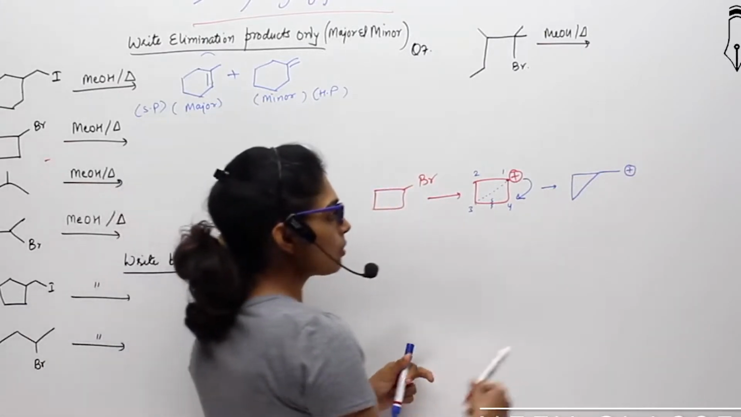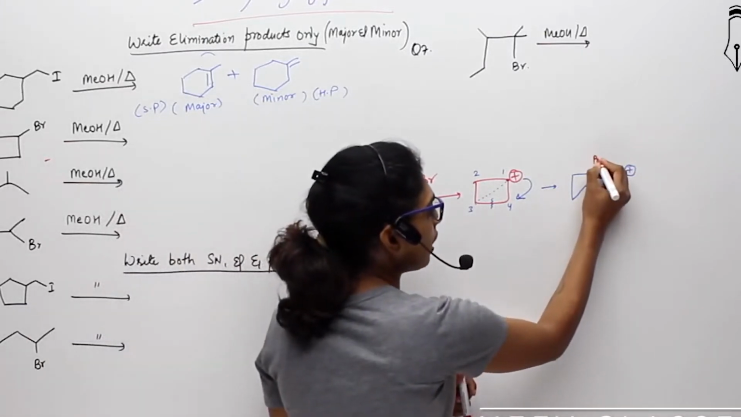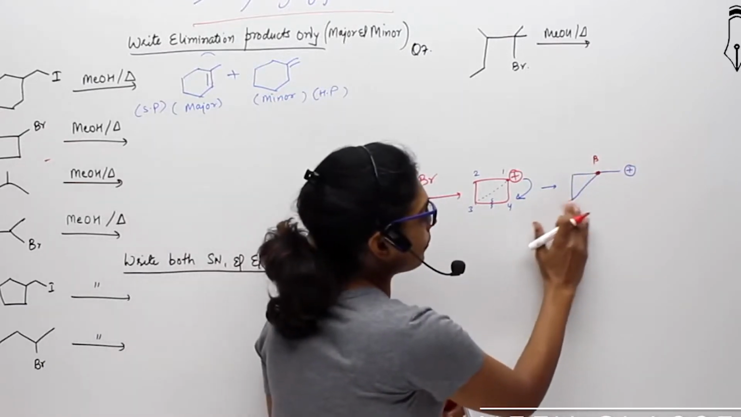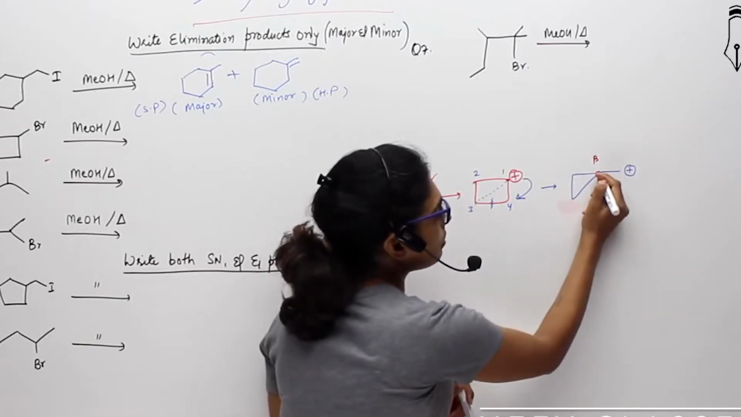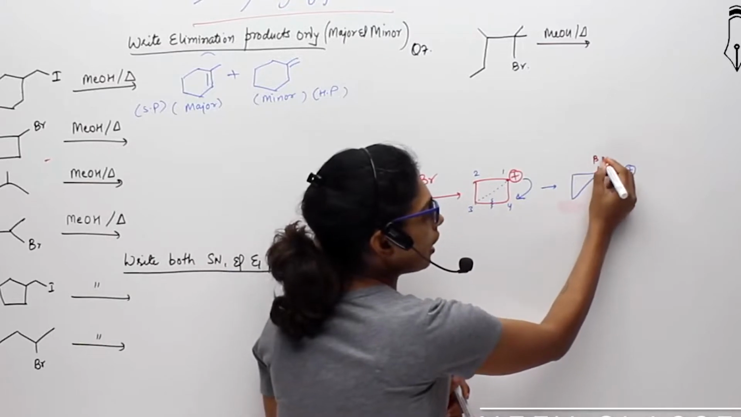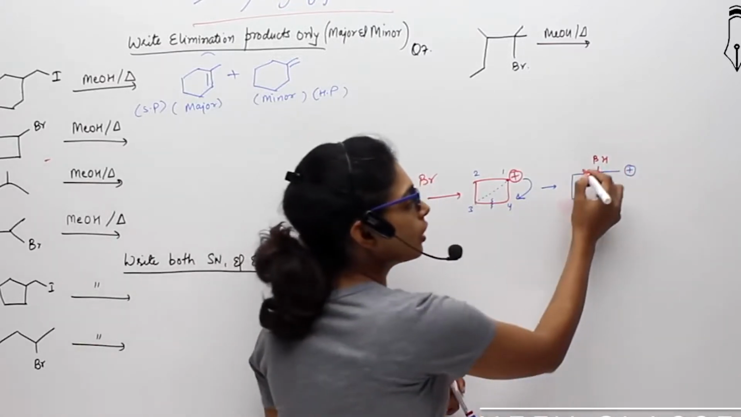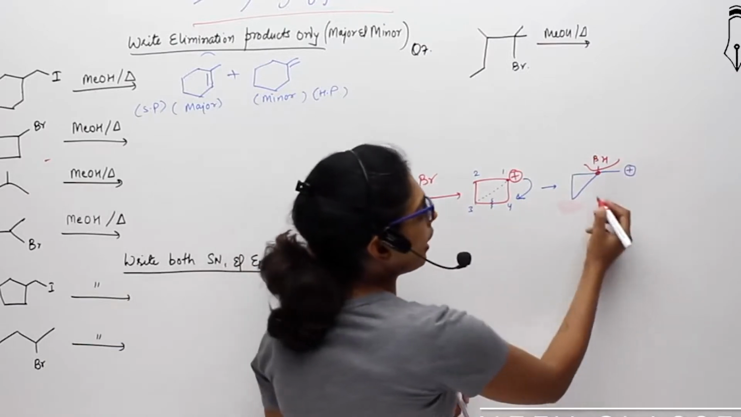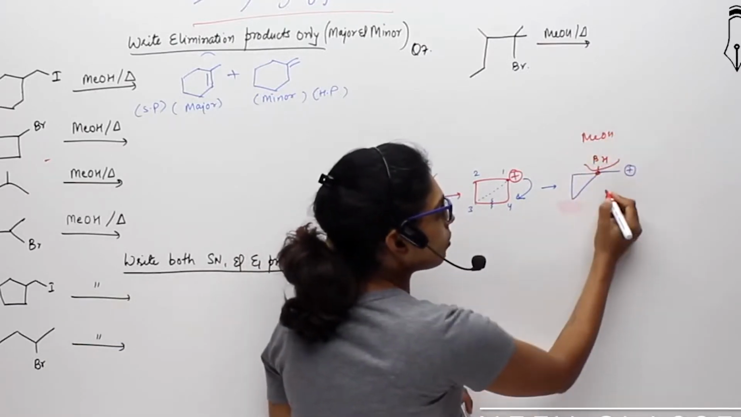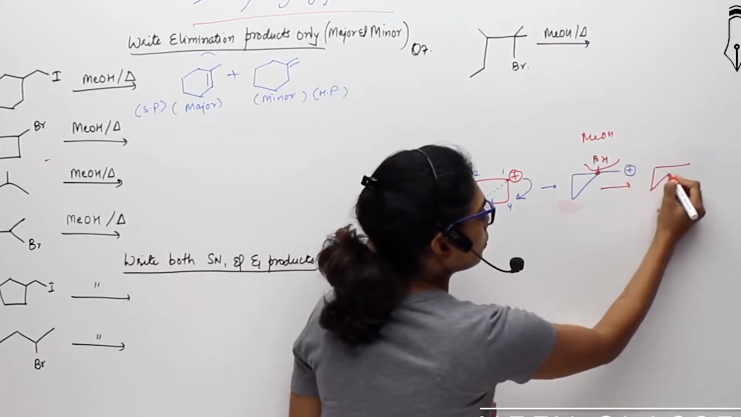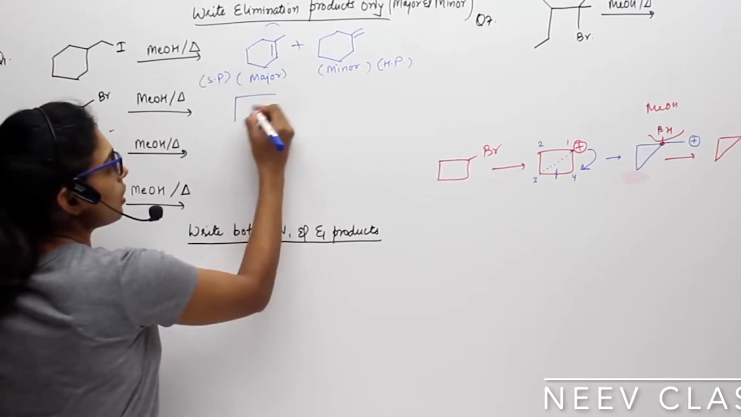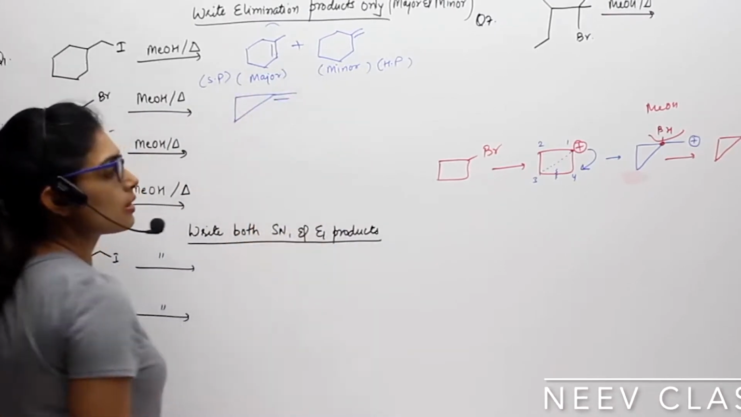Now what all beta hydrogens do I have? I have this beta carbon and I have this beta carbon. No, not this beta, I'm sorry. So I have only one beta carbon. This is the beta carbon. So the removal of hydrogen will take place from this position by your base MeOH. It will pull out this hydrogen and will form this compound. So there is only one single product here and this is the product.